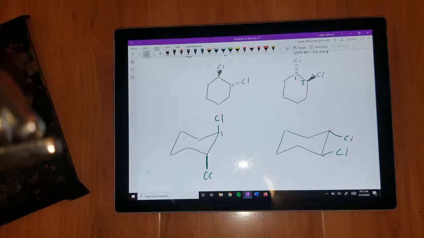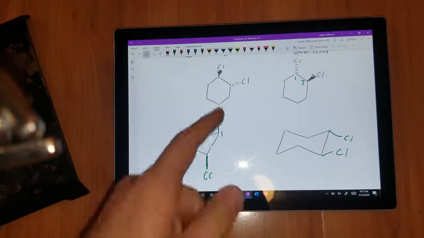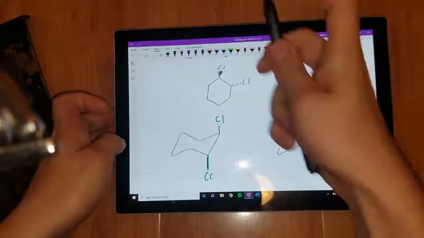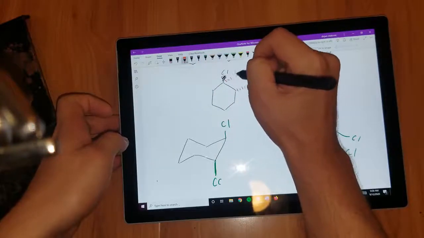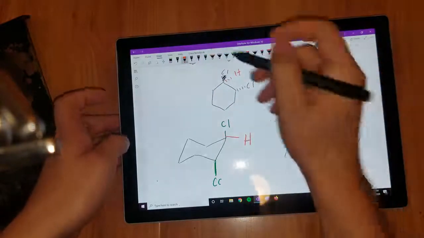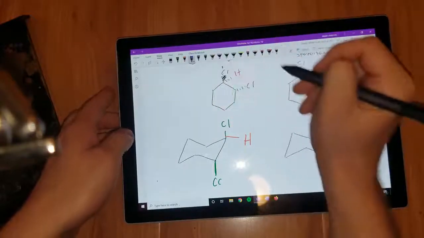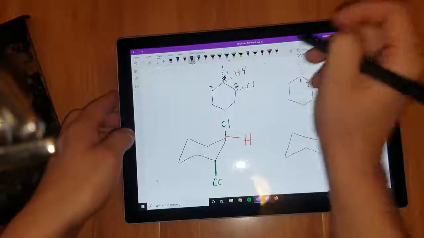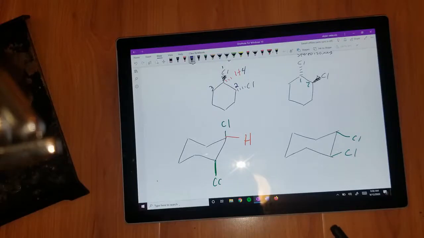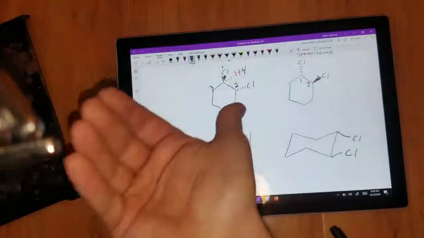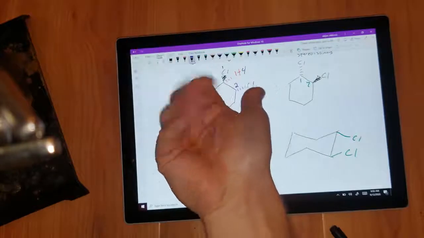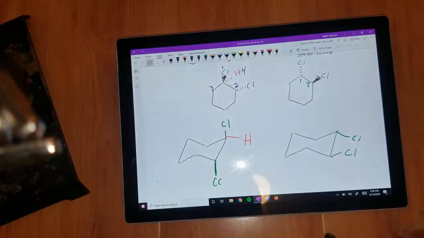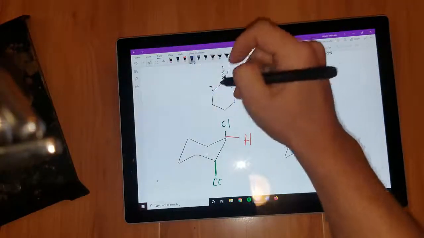One thing we can do is assign R and S to them. You can do that with either one of these structures, or you can use a 3D model, whatever you want. Remember that there's a hydrogen back here, and then you want to number everything. Chlorine gets number 1, this haloalkane gets number 2, this alkane gets number 3, and hydrogen gets number 4. To determine R or S, stick your finger in the back, because the hydrogen's in the back, and then curl your finger. I'm going from chlorine to the haloalkane, and then finally to the methyl. That's 1, 2, 3. And so this is R.